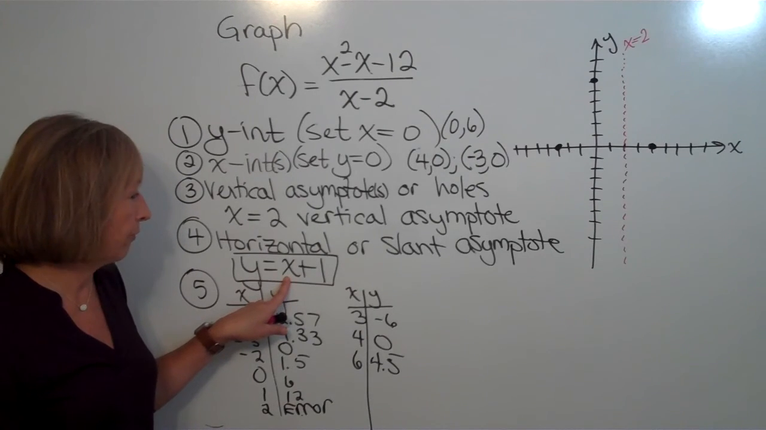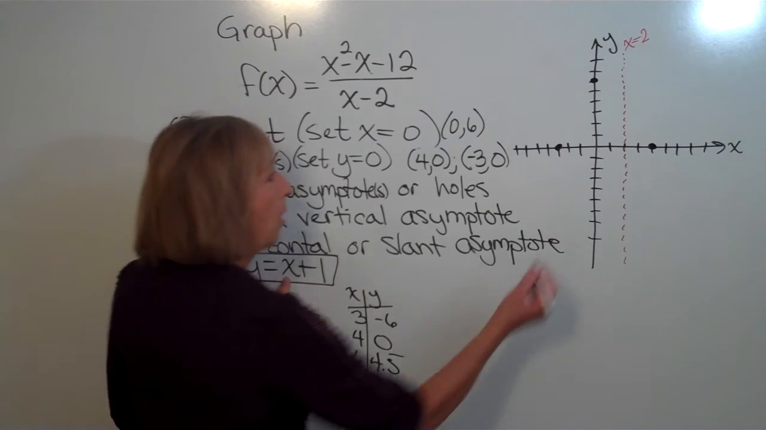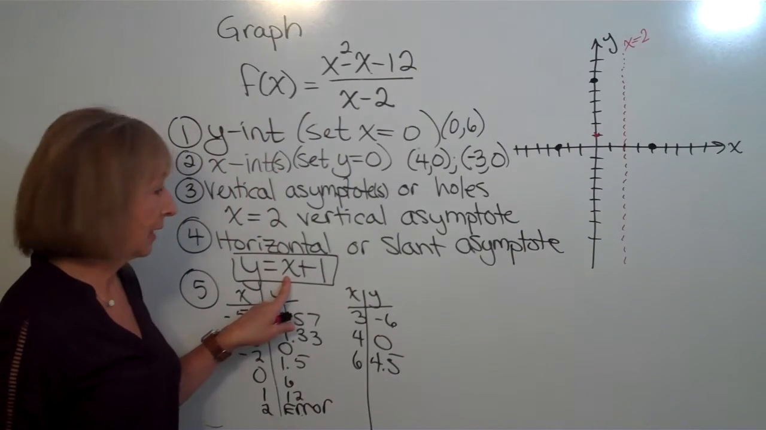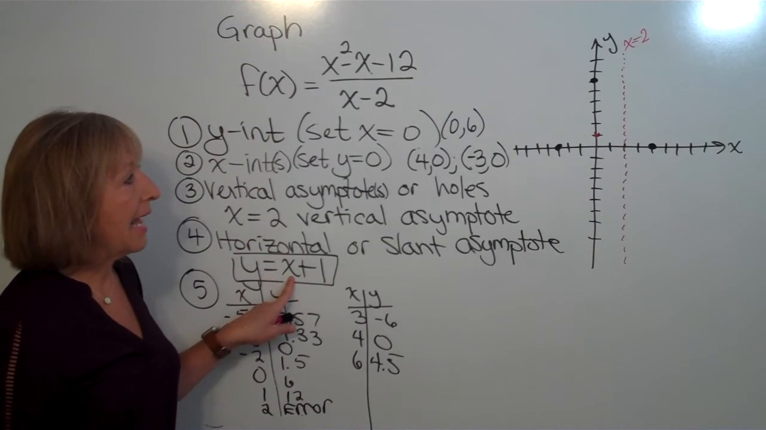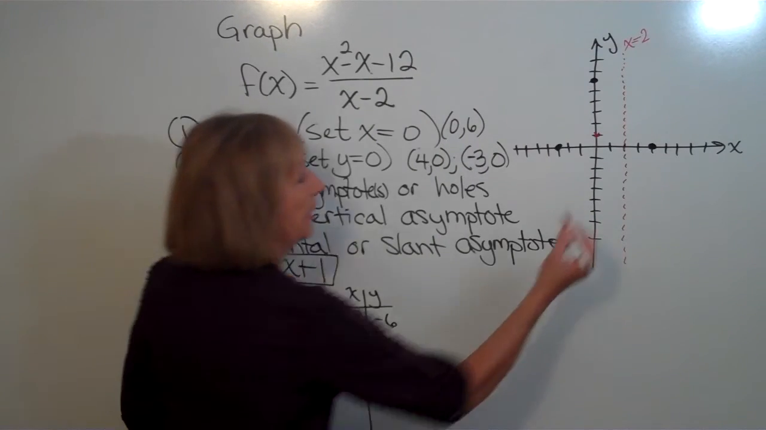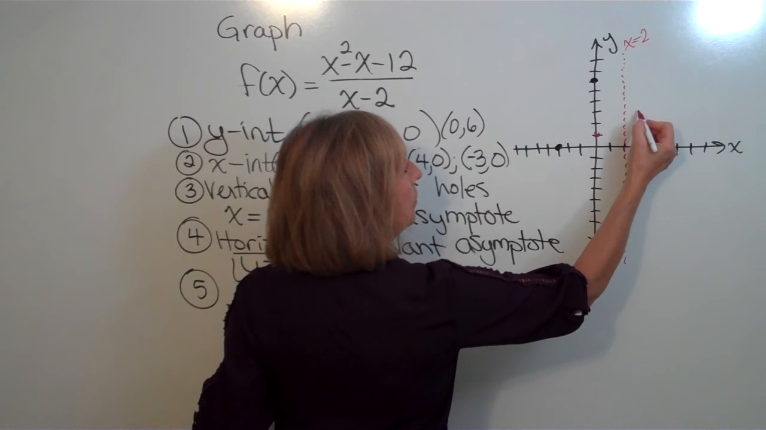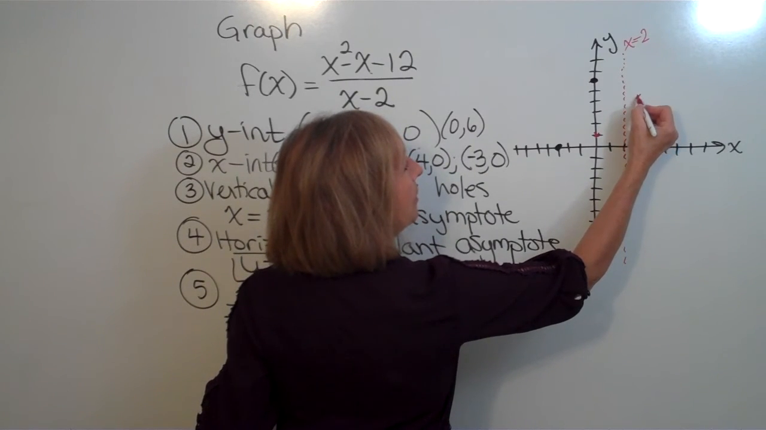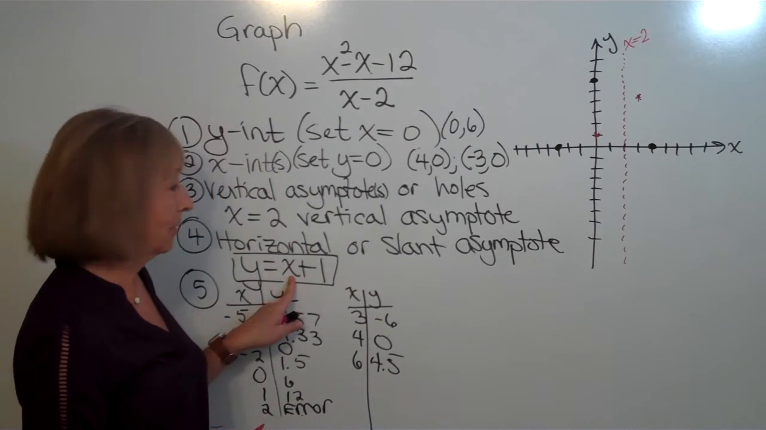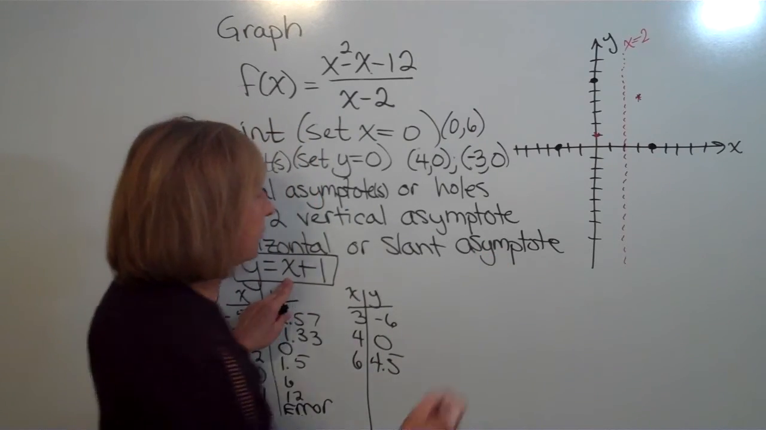So if x is 0, for example, 0 plus 1 is 1. So (0, 1) is a point on my slant asymptote. And let's say x equals 3. Well, 3 plus 1 is 4. When x is 3, my y value is 4 on my asymptote. So you want to make sure that you mark it as an asymptote. Okay, and now it's just a line.